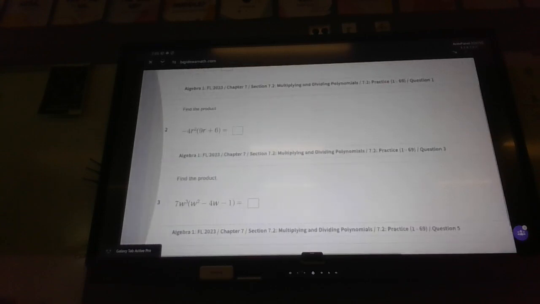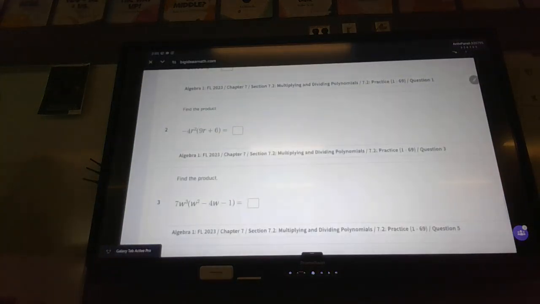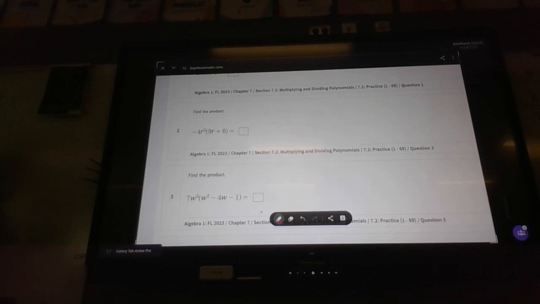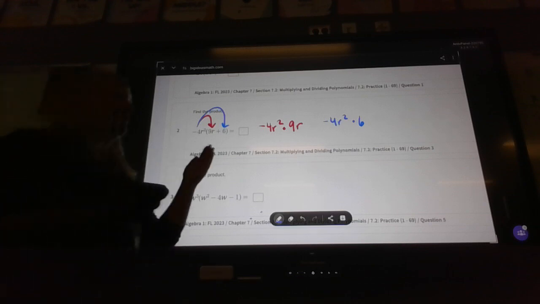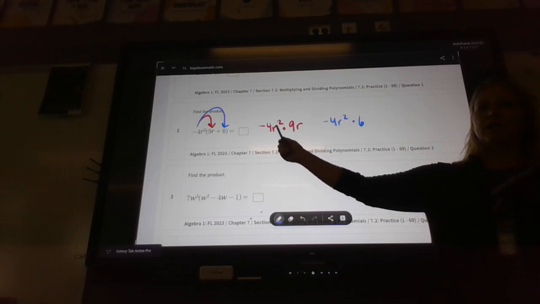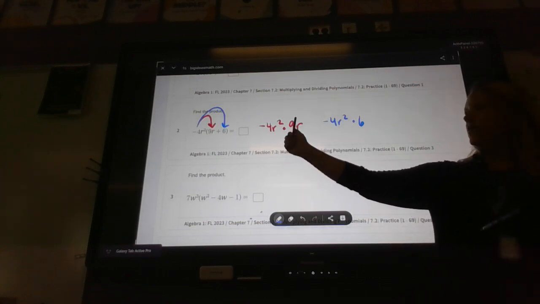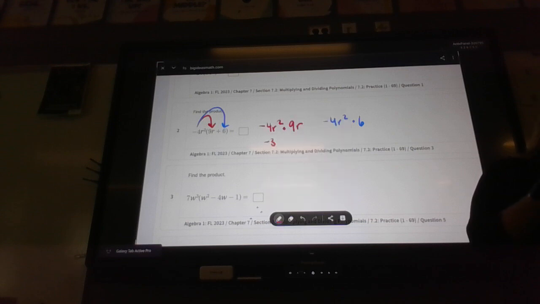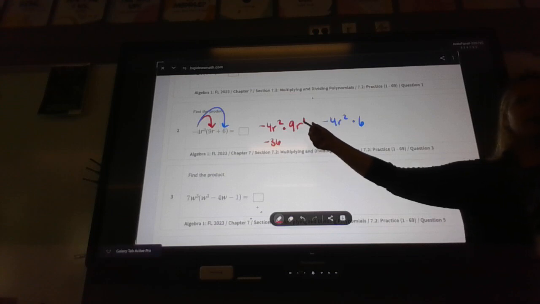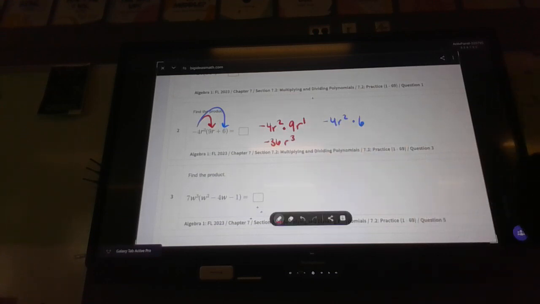All right, I'm going to go to number 2 online, which is number 3 in the book. It says find the product, and what we're going to do is use the distributive property. So I know I have to do negative 4r squared times 9r. And I have to do negative 4r squared times 6. So in the Khan Academy video and how I did it yesterday, I would show the 4 and the 9 next to each other and the r next to each other. But as time goes on, you want to progress into not showing all of that. So I'm just going to jump right into negative 4 times 9, negative 36, and then this is the tough part. It's r squared and r to the first. So that's r to the third. And then 4 times 6 is a negative 24r squared.